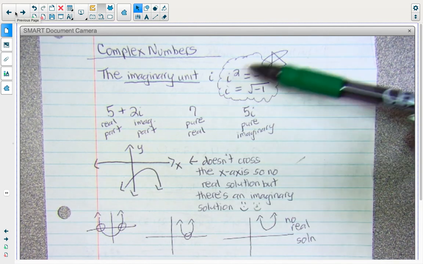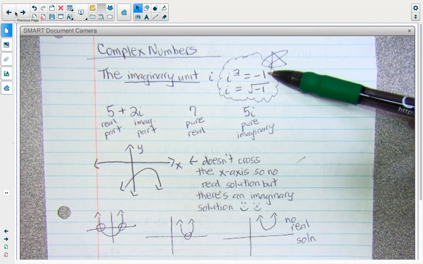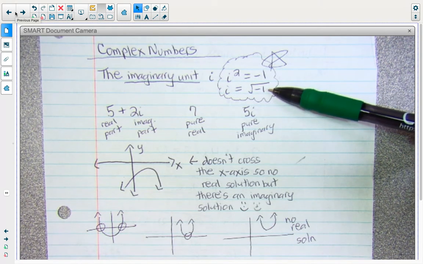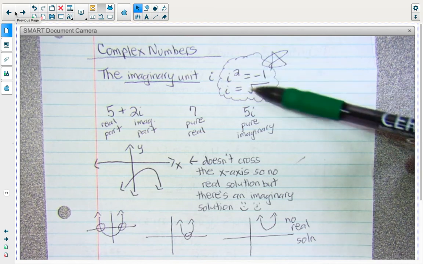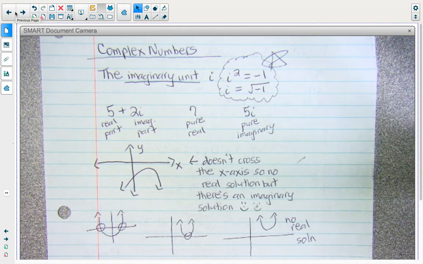So i squared equals -1, and i equals the square root of -1. So that is our take-home part. So bubble, highlight as you take notes wherever you may be.